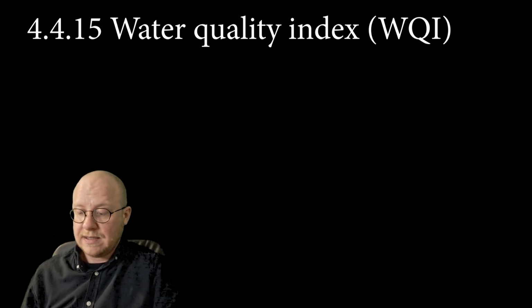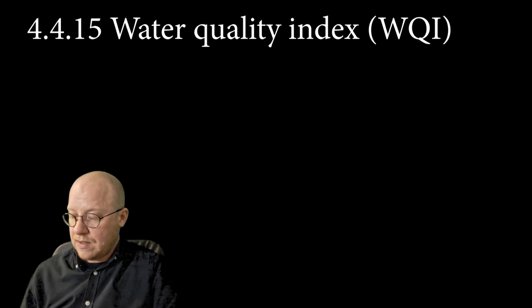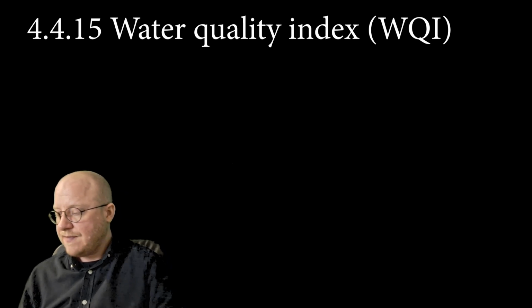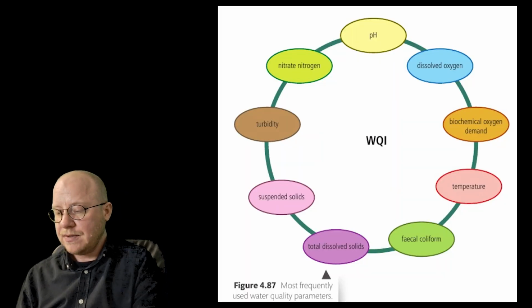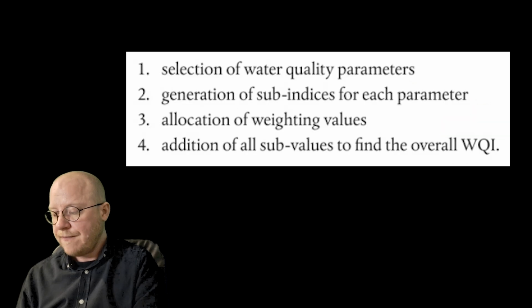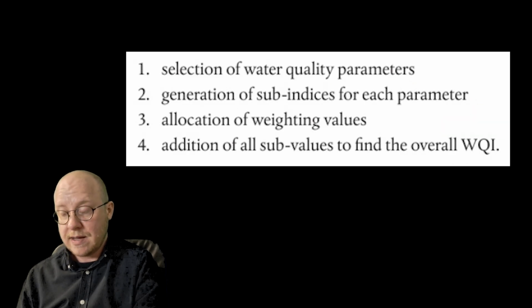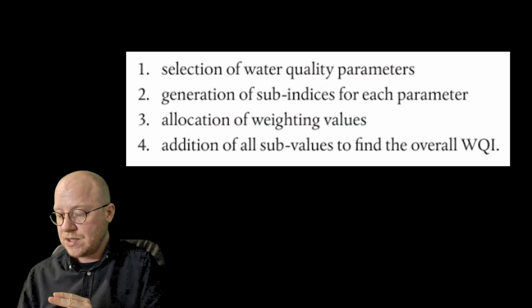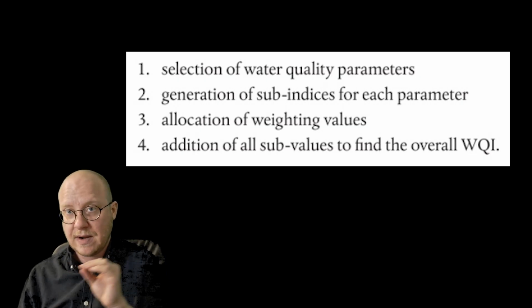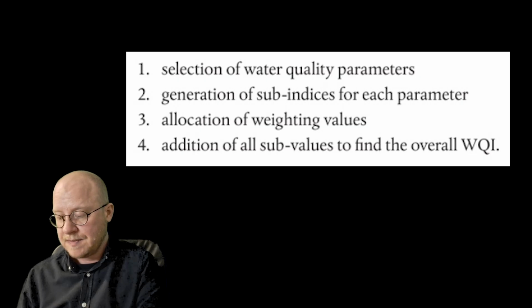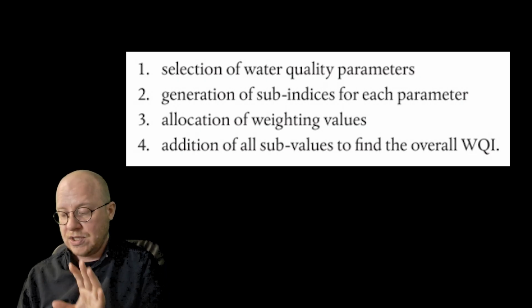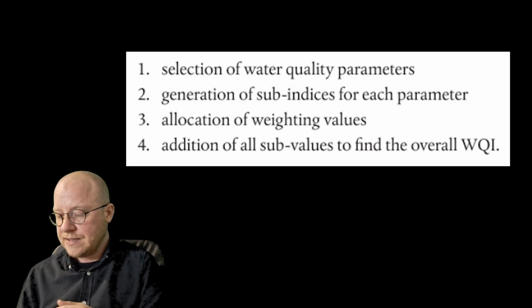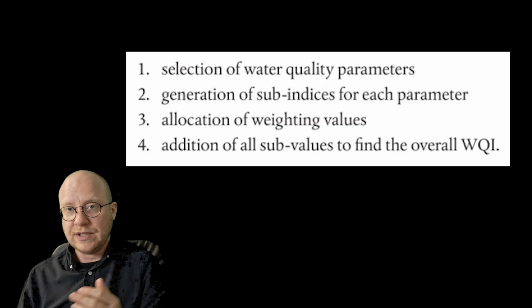4.4.15 Water Quality Index. The Water Quality Index, WQI, was developed in the 1960s and has become a popular tool among water scientists. There are four main stages in the WQI model. The first is the selection of water quality parameters. The second is the generation of sub-indices for each parameter, so breaking it down into smaller parts. The third is the allocation of weighting values, how much which parameter should be considered. And four, addition of all sub-values to find the overall WQI.